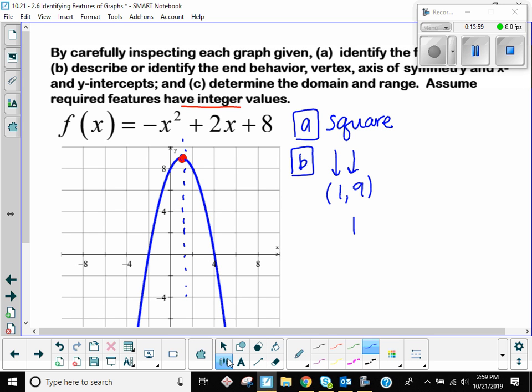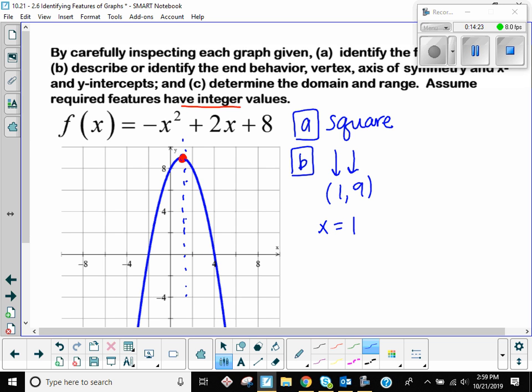X is unchanging everywhere. No matter which point you pick, here, x is 1. Here, x is 1. Everywhere on that line, x equals 1, right? The y value is changing, but x is constant. So this is an equation of a vertical line. X equals 1, because it's 1 everywhere on that line.